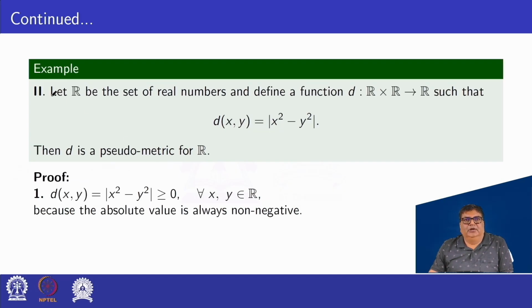Next example. Let R be the set of real numbers and define the function D from R cross R to R such that dxy is equal to modulus of x square minus y square. Then D is a pseudometric for R. Proof. First condition: this is the absolute value of x square minus y square, that is a modulus value, always positive, so dxy is greater than or equal to 0.